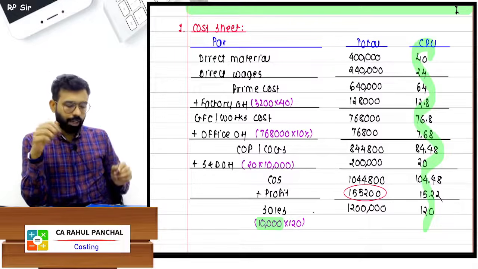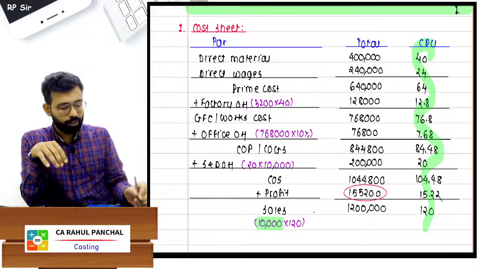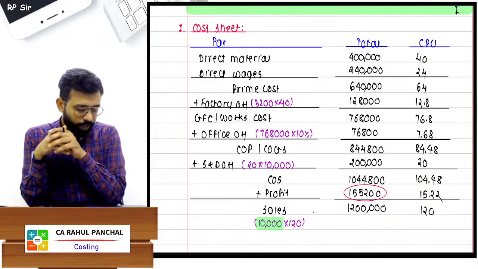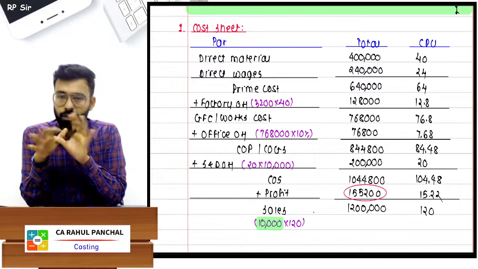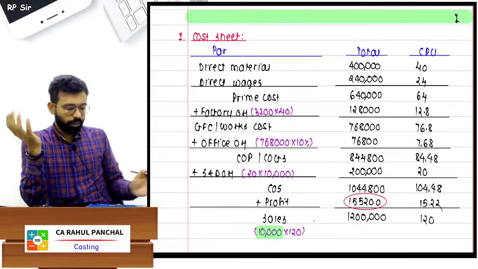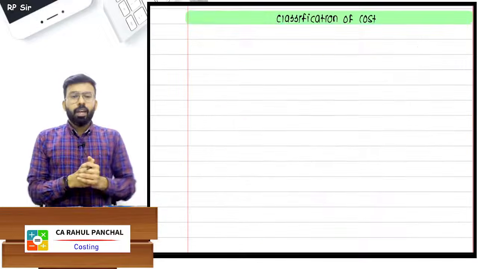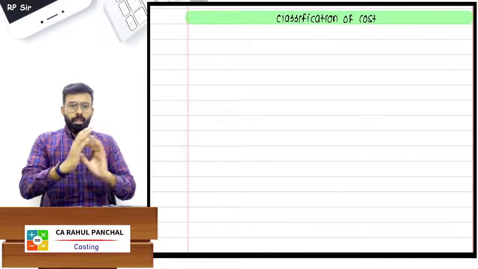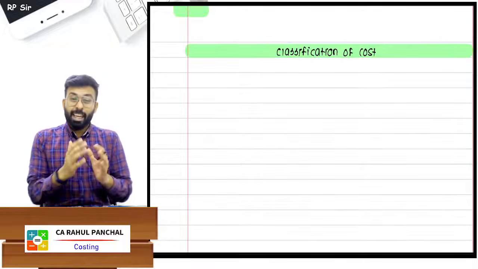Unit costing, it means cost will be calculated on unit basis for every unit. Okay, so that is the solution for this question. That's it, and we are done with this. Okay guys, so let's start with the new concept, which is classification of cost. Now cost can be classified.